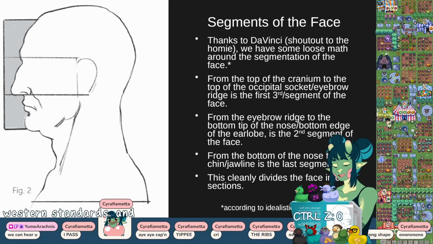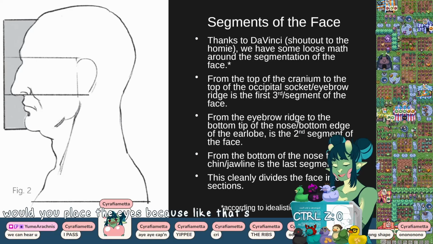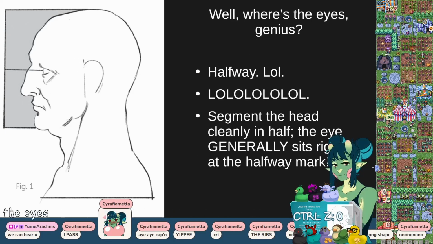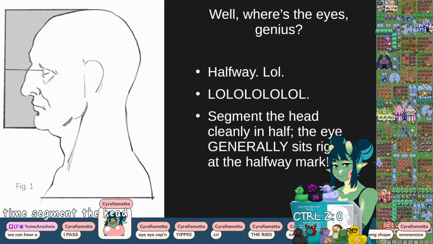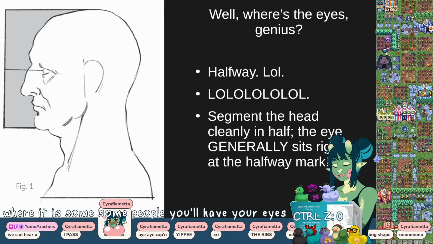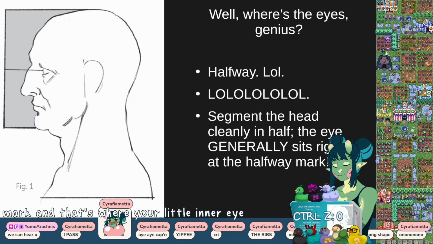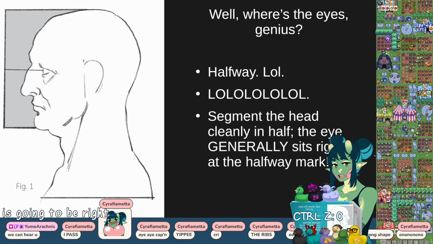And you may be wondering, according to this, where would you place the eyes? Because that's still very difficult. It doesn't tell you where to place the eyes. It's halfway. From the top of the cranium to the bottom of the jaw, this time segment the head cleanly in half. That's where you place the eyes. Generally, that's where it is. Some people have their eyes set a little higher, some a little lower. But generally, it hits cleanly right at the halfway mark, and that's where your inner eye is going to be, right at the halfway mark.